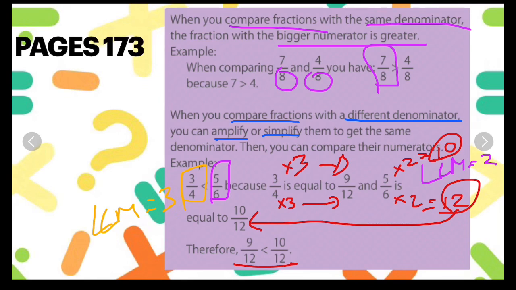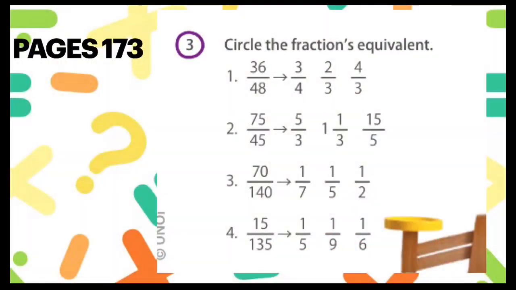Here you have to see which one is your common multiple, and then you multiply by it. In this case we're amplifying, we're not simplifying. These operations are amplifying. Now on exercise number 3, we're going to circle. It's telling you the indication, circle the fractions equivalent. From page 173 you have to do this exercise.